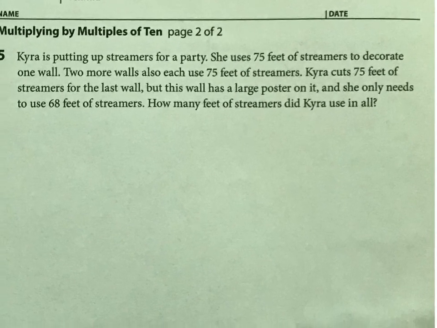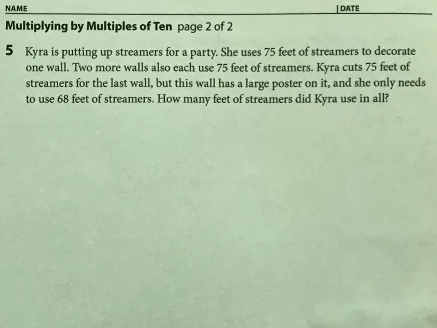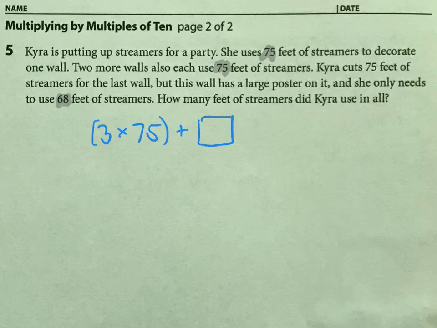So now we have a story, and Kyra's decorating for a party with some streamers, and it looks like she has 4 walls. So 75 feet on one wall, and 2 more walls also use 75, and this last wall has a poster on it, so she only needs 68. So 3 walls are 75 feet, and then how much is the last wall? That's one way to figure it out.